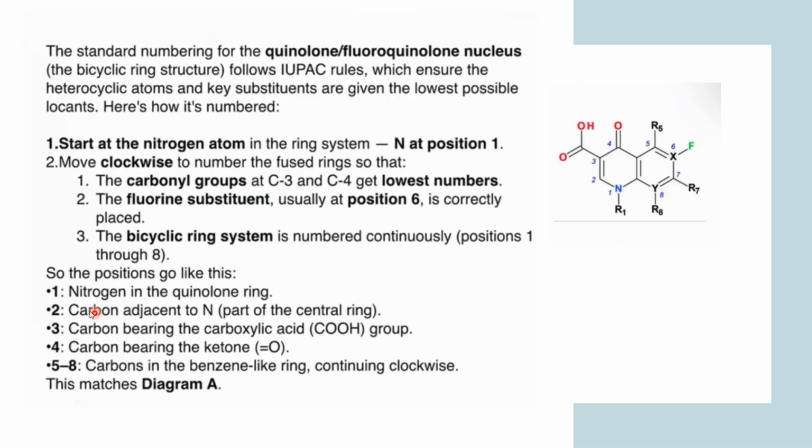The position goes like this: 1 is the nitrogen in the quinolone ring, that is this. Then this carbon adjacent to the nitrogen, then this carbon bearing a carboxylic acid group, then the carbon bearing a ketone group, and the carbon in the benzene ring continues clockwise. So this is how you number the fluoroquinolones.